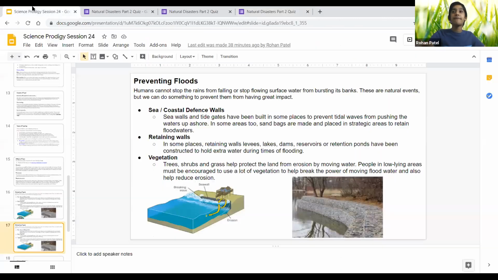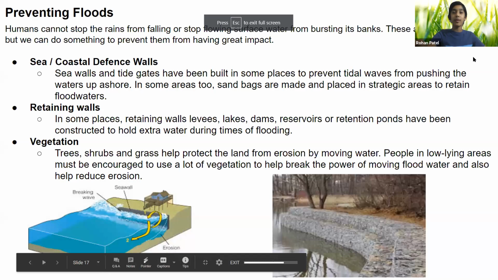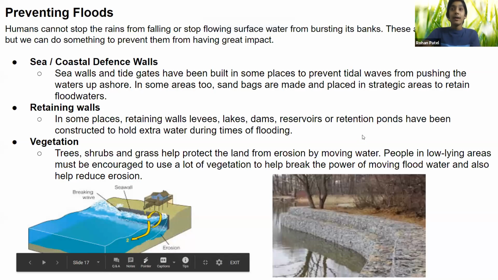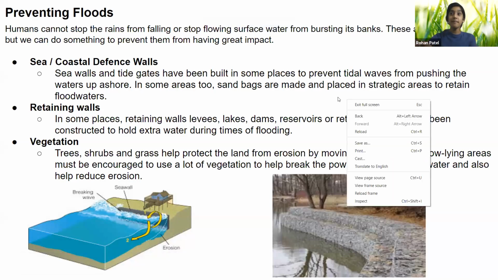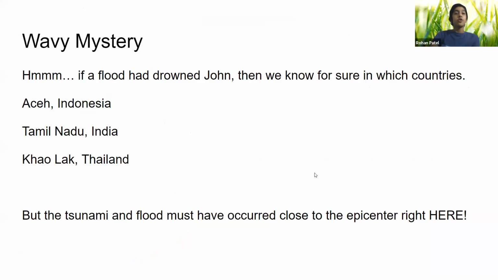So now that we're finished with that, let's go on with the mystery. This is a fun mystery. If a flood had in fact drowned John, then we know for sure in which countries. Here are our 3 countries: Indonesia, India, and Thailand, because it was in the Indian Ocean. So there was one in Aceh, Indonesia, Tamil Nadu, India, and Khao Lak, Thailand.